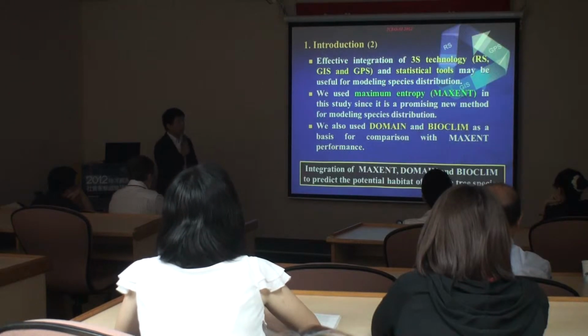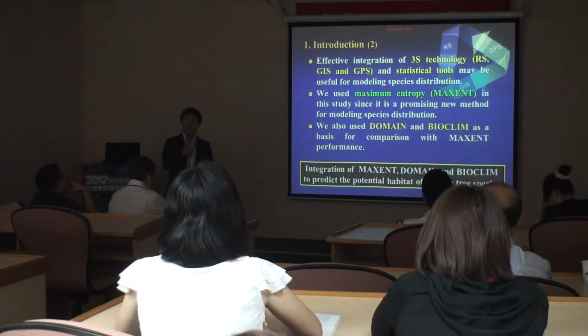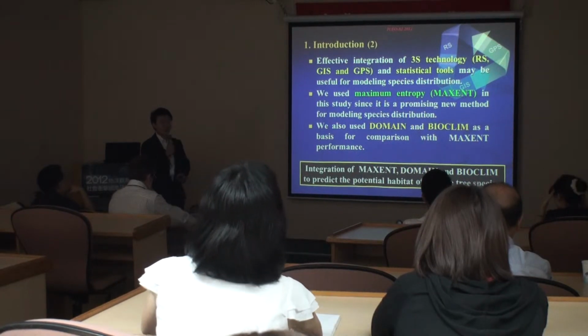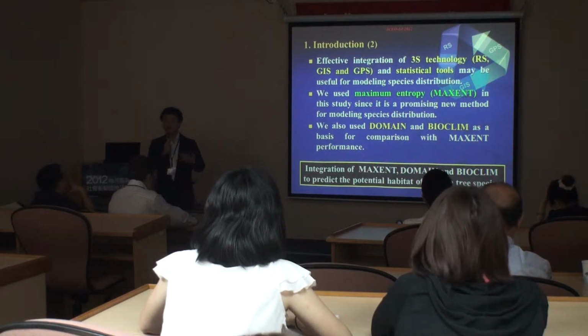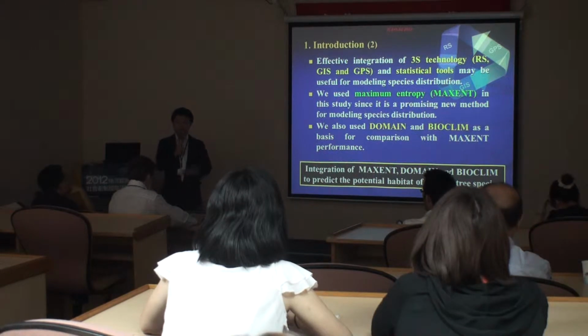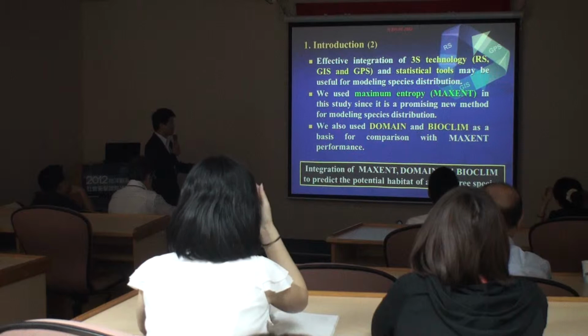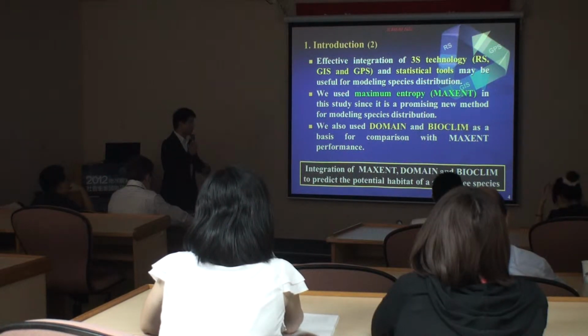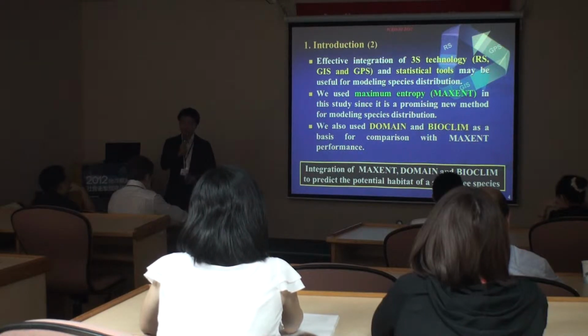So in this study, we integrate 3S technology and statistical tools, which greatly enhance our ability to meet that challenge and give us the ability to describe patterns in nature over a broader spatial scale. And the model we choose is maximum entropy in this study, since it is a promising new method from recent publications. We also use the bioclimate and the domain model as a basis for comparison. So in brief, we integrate those technologies and models to predict the potential habitat of single tree species.